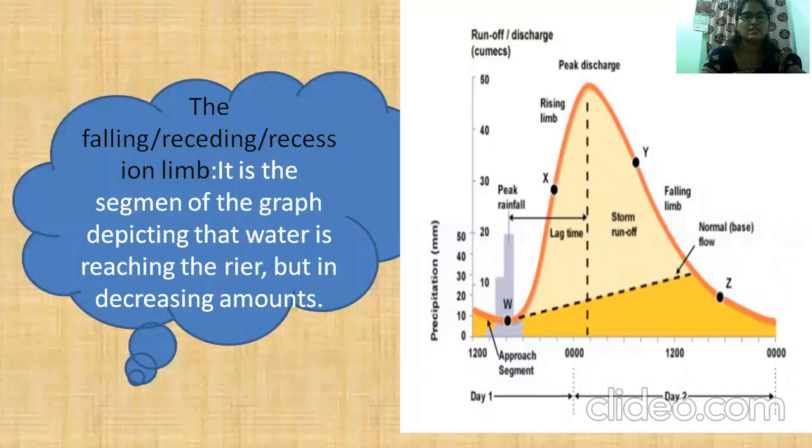The next one is the falling limb, also called the receding limb. It refers to the segment of the graph depicting that water is reaching the river, but in decreasing amount. The lower part of the recession limb decreases to the base flow of the stream, which is contributed by the discharge of groundwater.